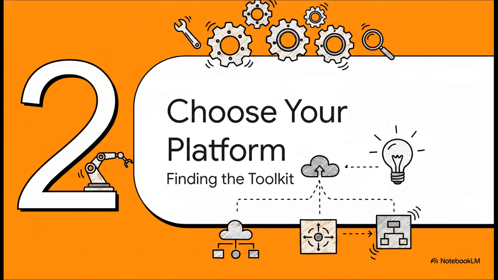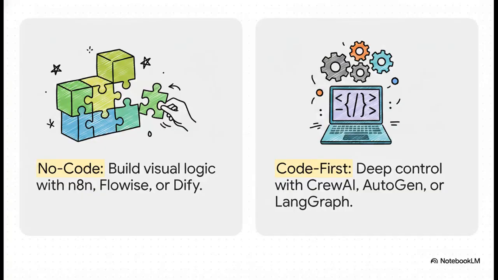Moving right along to Section 2, pick your free platform and find the right toolkit. You basically have 2 completely free paths to get started here, and it depends entirely on your comfort level with coding. First, there's the no-code approach. If you're a beginner, or if you just want something highly visual and incredibly fast, you're going to want to look at platforms like NAN, Flowise, or Dify. These tools feel exactly like building with Lego blocks. You're just dragging and dropping logic nodes to create your workflows. NAN is super powerful for logic, Flowise is amazing for fast AI workflows, and Dify has this beautiful, clean UI for data-based agents.